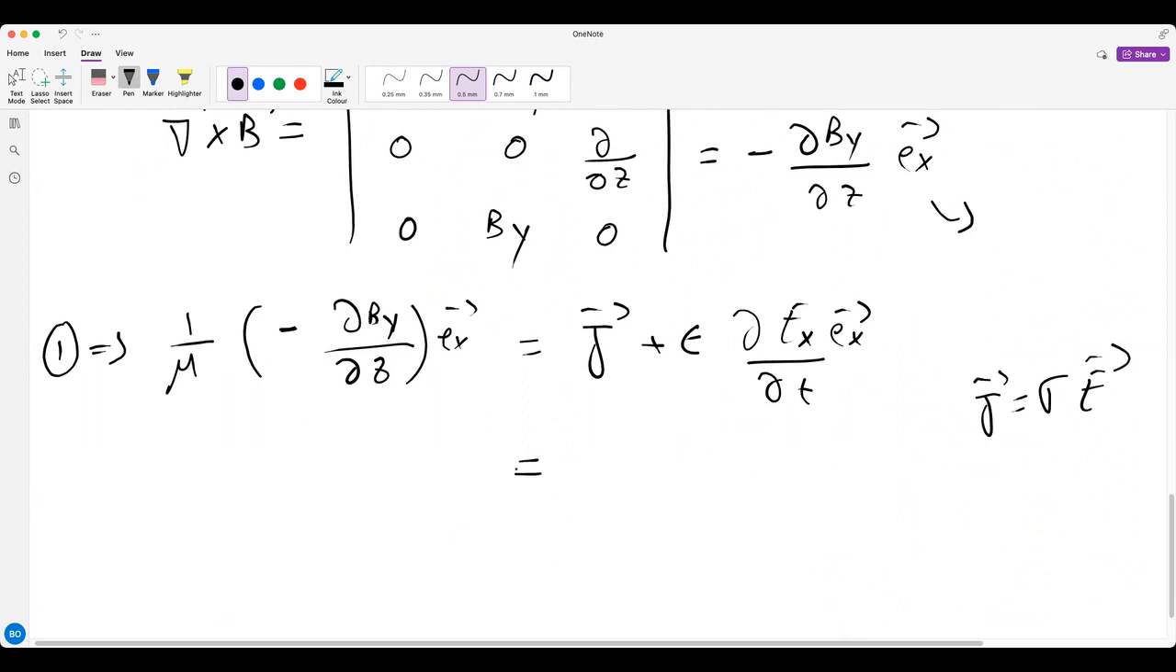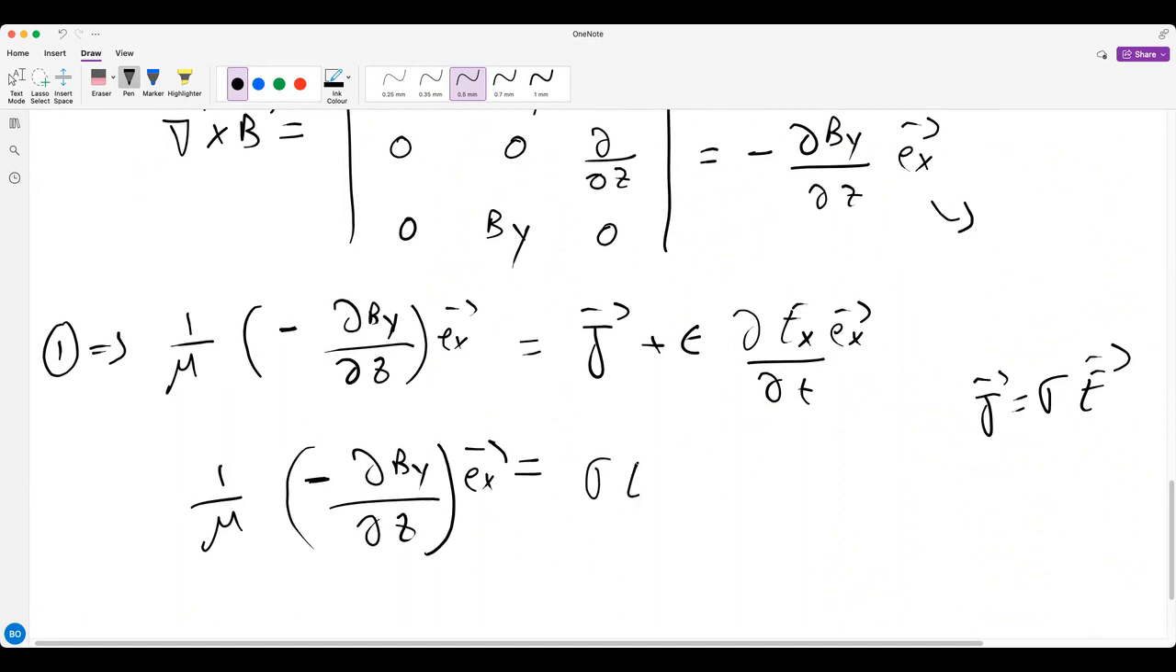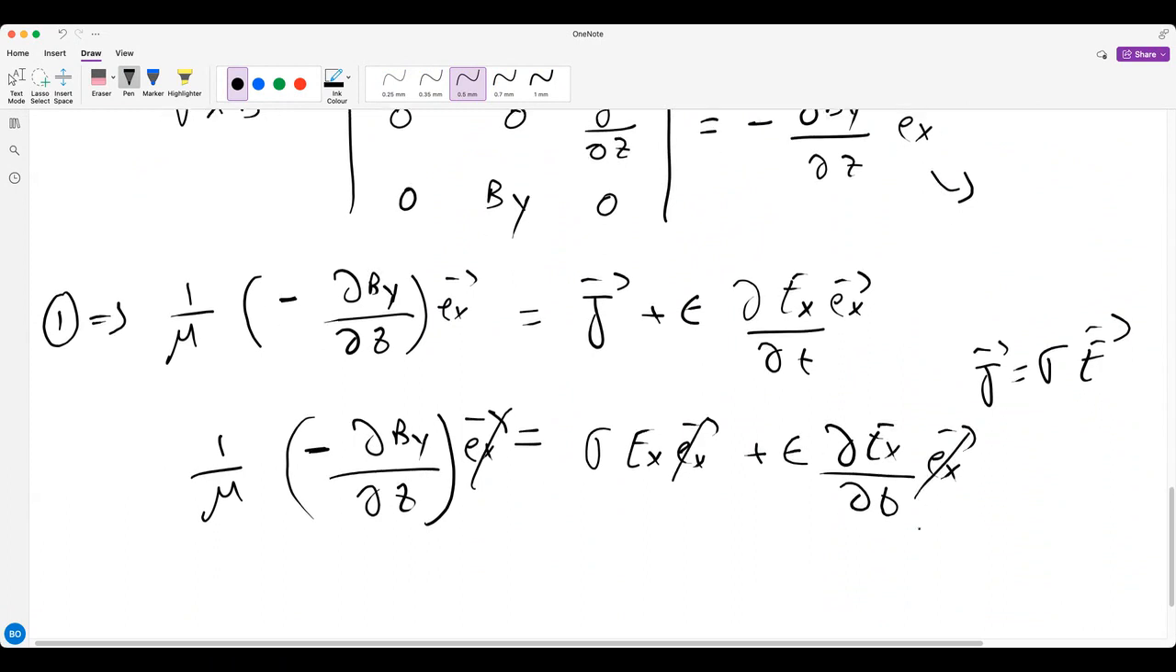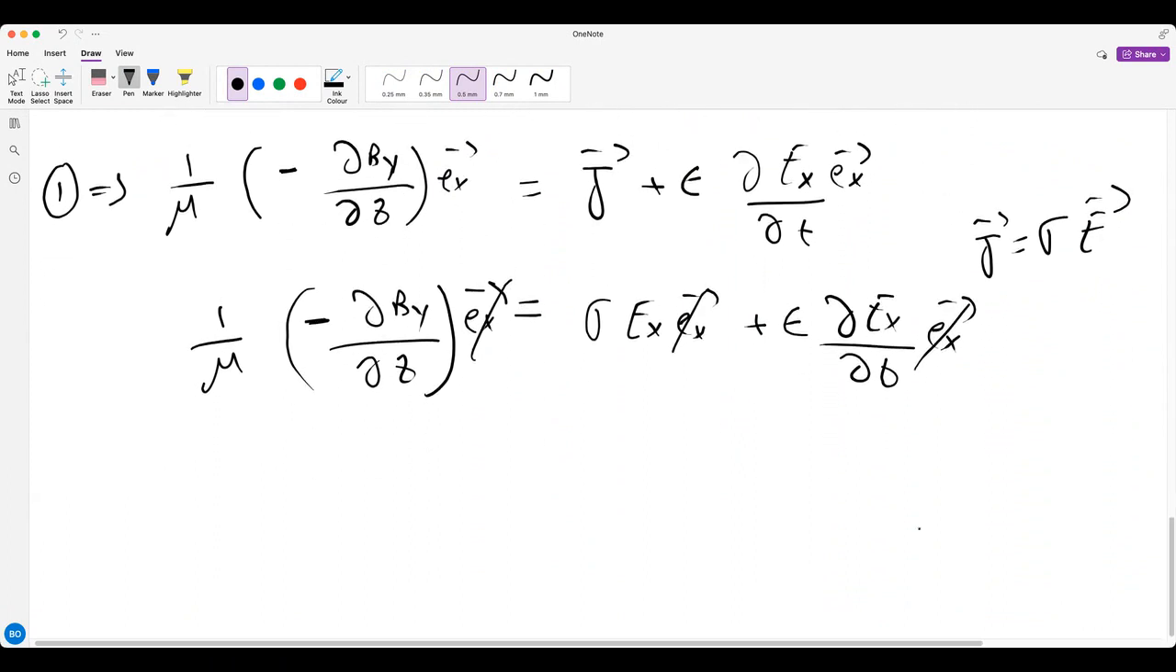So this equation becomes 1 over mu minus By Ex, and this is equal to sigma Ex the vector plus Ex T Ex, which all of them are aligned along the x-axis, which I can get rid of them. So now I have two very important equations.